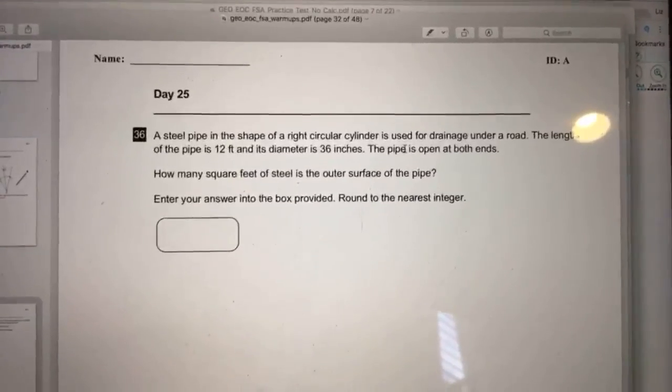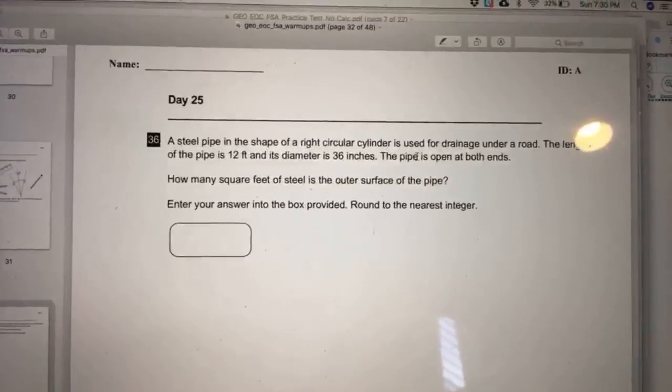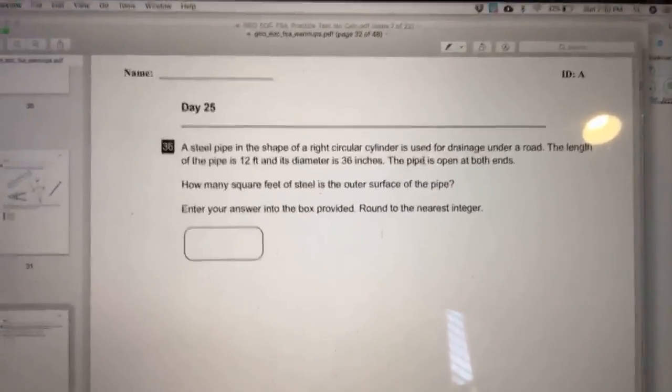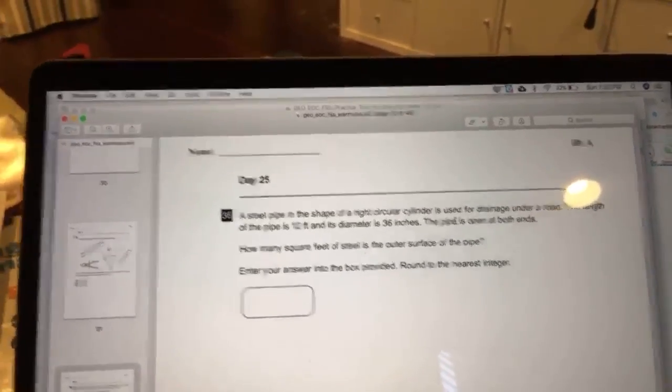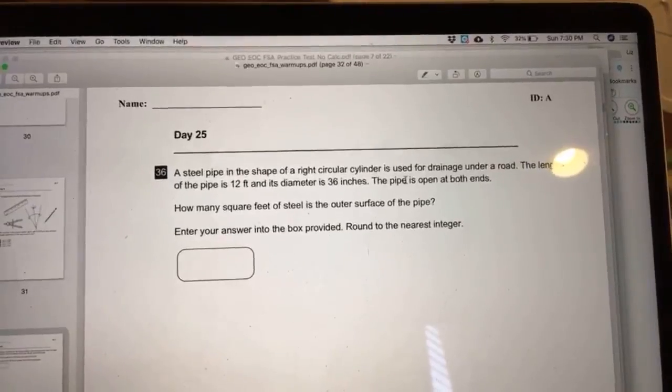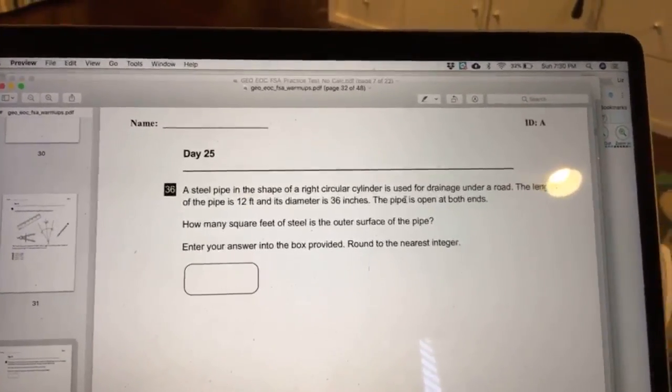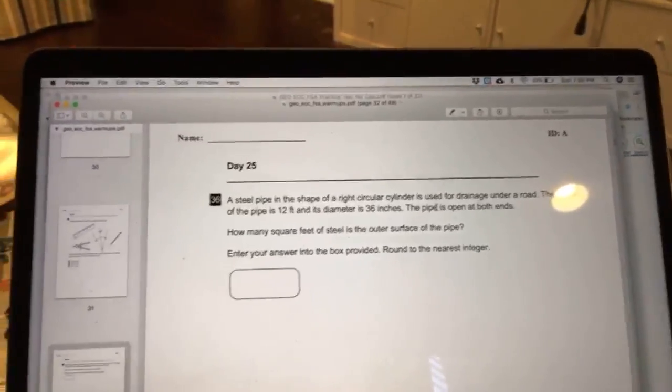So the length of the pipe is 12 feet and its diameter is 36 inches. The pipe is open at both ends. Okay? So we are looking for the lateral surface area of this cylinder. The lateral surface area is 2 pi r h, okay?